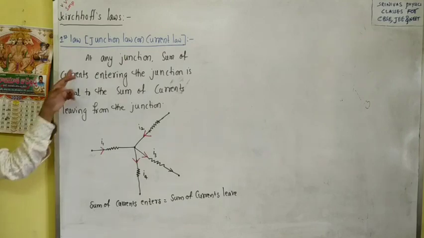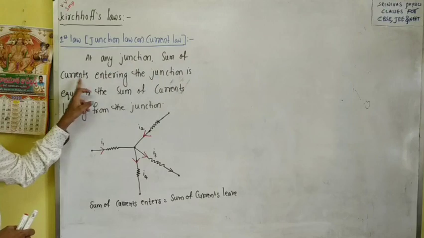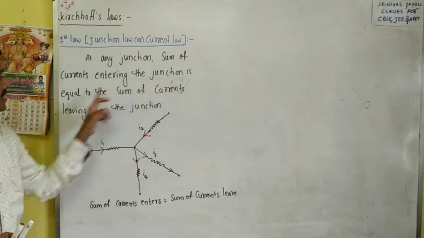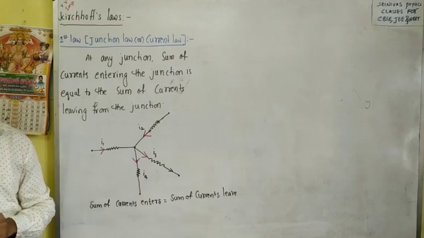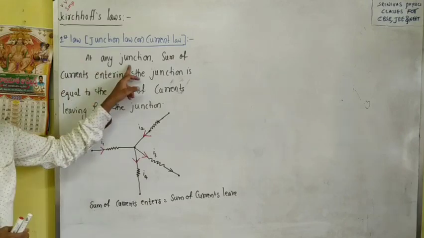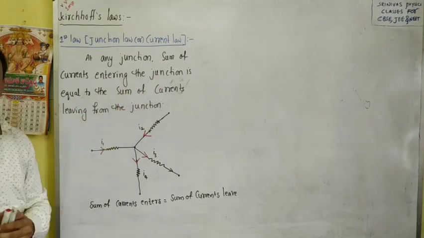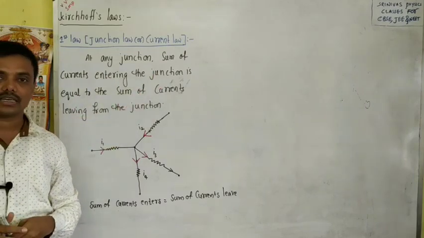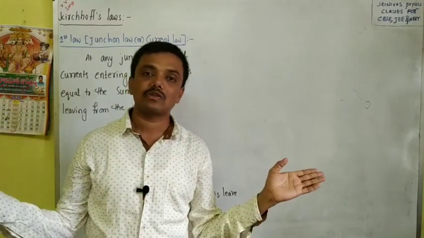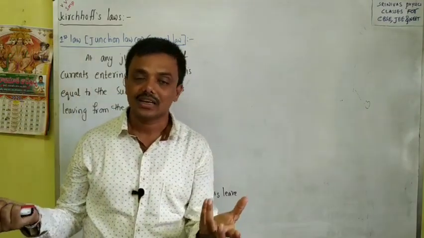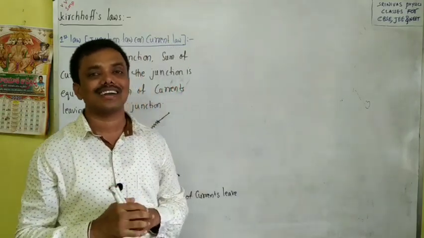The first law is that at any junction, the sum of currents entering the junction is equal to the sum of currents leaving the junction. That means how much current enters the junction, that much current leaves from the junction. What is a junction? If two or three wires meet at a particular point, that point is called a junction.